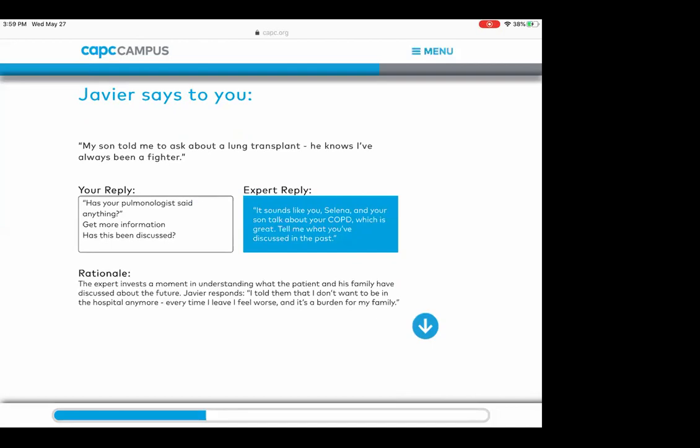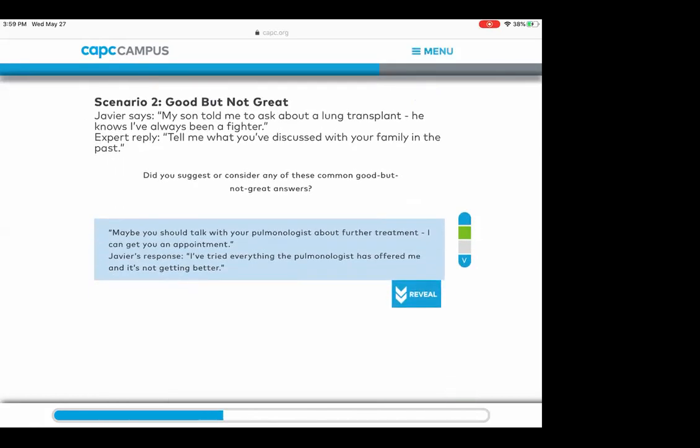and then he responds after that, says, I told him I don't want to be in the hospital anymore. Every time I leave, I feel worse, and it's a burden for my family. So pretty big statement there that kind of leads into the next scenario or next question. But let's look at a couple things, good but not great responses.